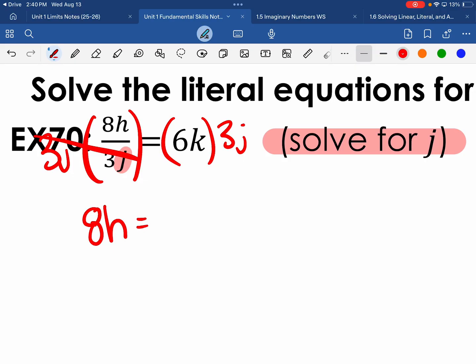On the other side, we can multiply the 3 and the 6 together and get 18. The k and the j are just next to each other. Now remember, the whole goal is to get j by itself. So what do I do next? Divide by 18k.